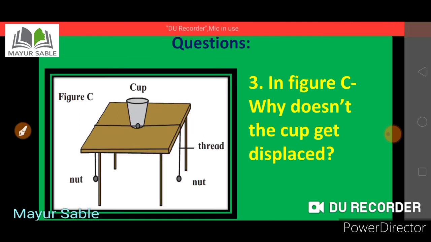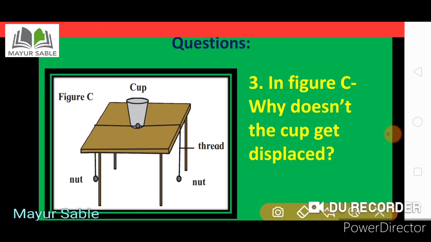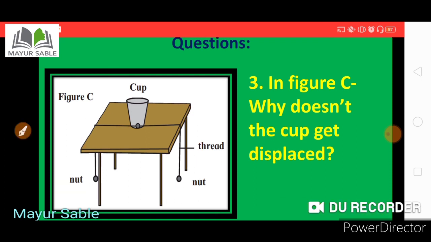Then the third question, in figure C, why doesn't the cup get displaced? What is going to happen here? Here the mass of this nut and the mass of this nut is the same. The force applied in this direction and the force applied in this direction is the same, and it is a balanced force. The forces act opposite to each other, and therefore this nut will not get displaced.